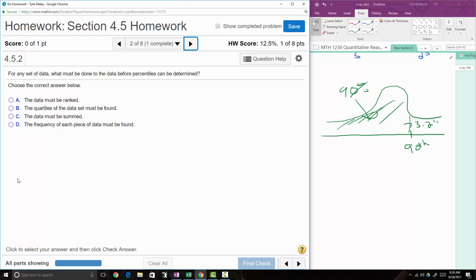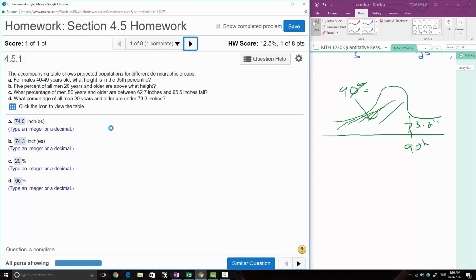Not bad, right? And what if part D said, what percentage of all men 20 years and older are over 73.2 inches? If it's over, it would be 10%, because there's 10% this way. Remember, underneath the whole curve is 100%. If you draw a picture, it'll help you think that through. All right, that's all I have for percentiles.